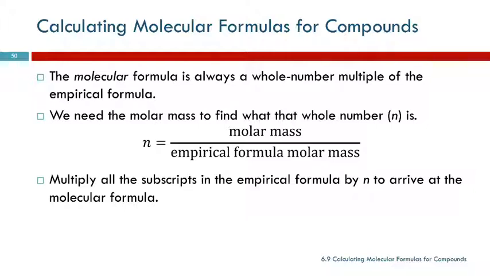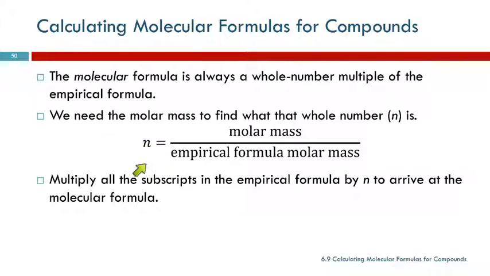So in order to find out what the molecular formula is, we need to know the actual molar mass of the compound. One way to do this is to use a mass spectrometer. That's beyond the scope of this course. So in Chem 3A, the molar mass will be given to you, okay? There's no way for you to figure it out.